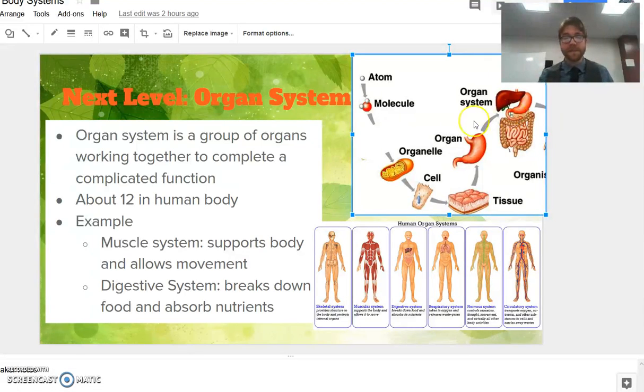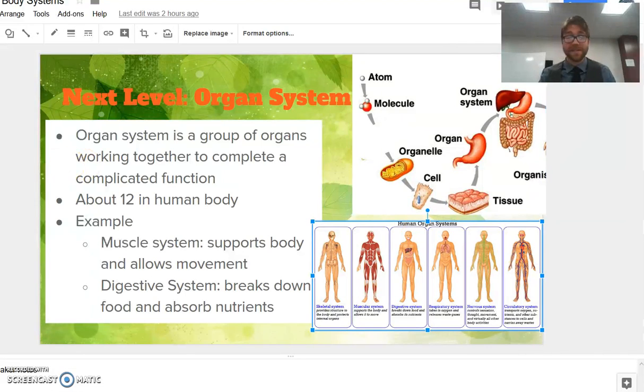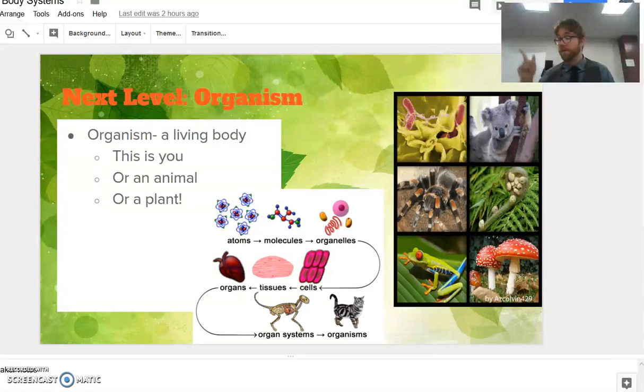Now, I have two examples on the slide. I have the muscle system and the digestive system. And we're going to talk about the circulatory system in the next video. We'll talk about that organ system more in depth. All right, so finally, we have a bunch of organ systems working together. And we will call that you, or a plant, or an animal. Anything that's living is going to be made up of these different parts. Now, they might not have the same organ systems, they might not have the same kind of organs, but they do have a level of organization to them.